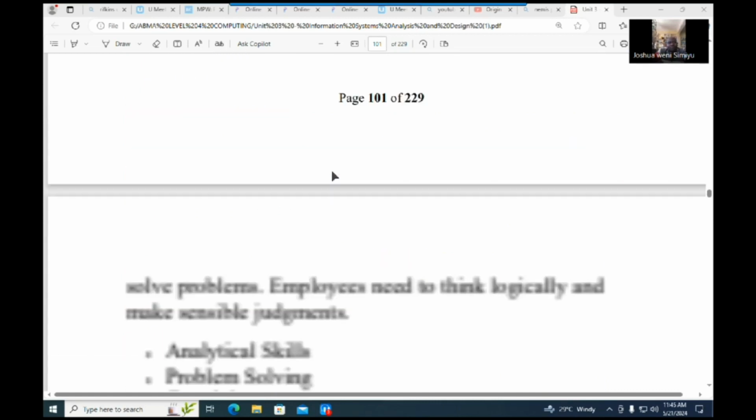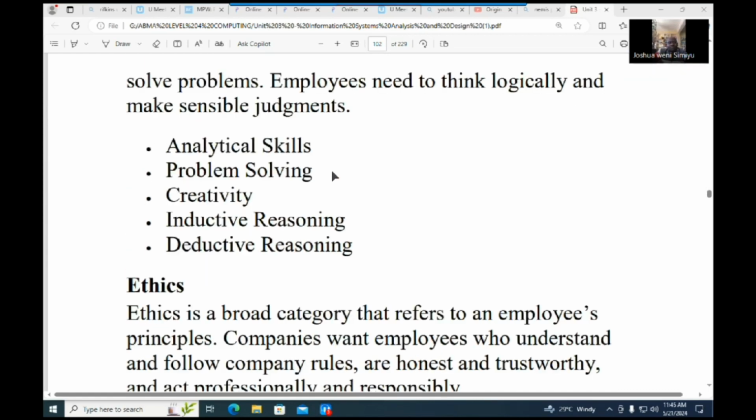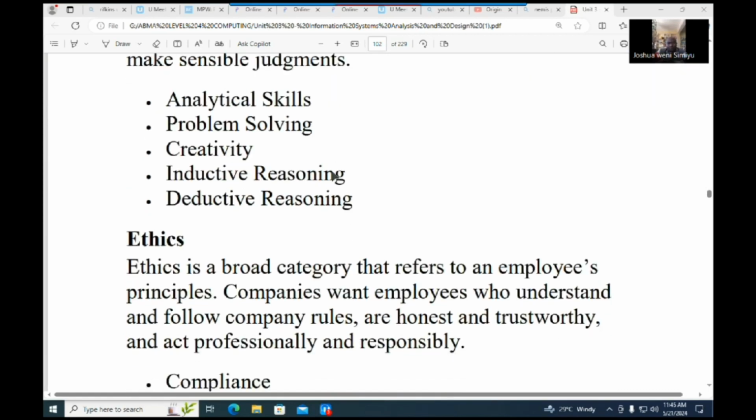You should be somebody who is a critical thinker. And in critical thinking, you need to have analytical skills. Analyze the problem, then solve the problem. Be creative, induce some reasoning, put in some philosophical and reasoning aspects. Use some deductive reasoning before you arrive at your conclusion or decision.